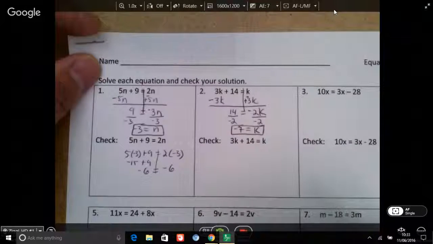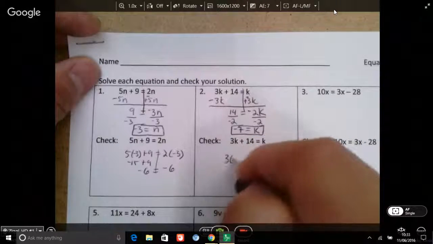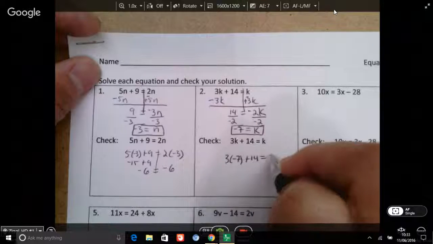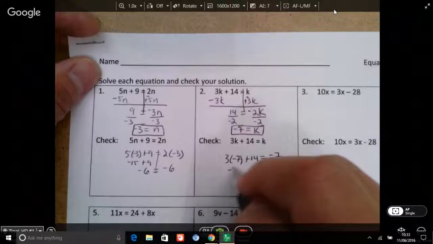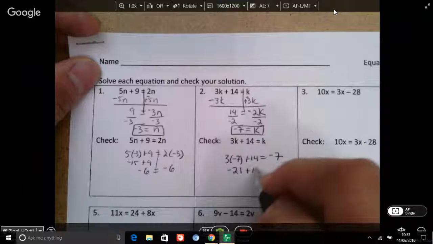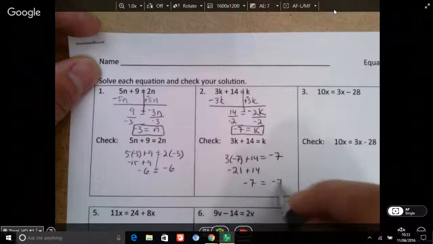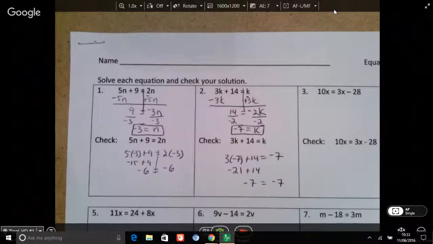Okay, so let's check it. 3 times negative 7 plus 14 equals, K is negative 7. This is negative 21 plus 14. Negative 21 plus 14 is negative 7. Okay, checks out. So negative 7 is my answer. Okay, let's take a look at one more here.